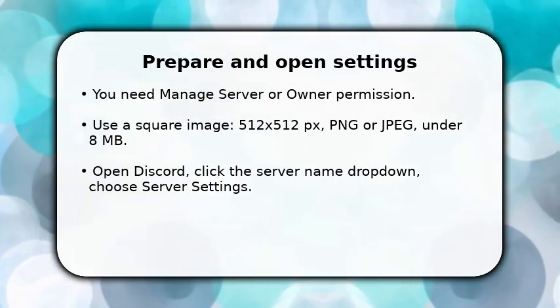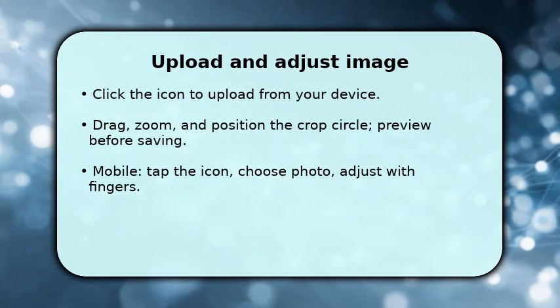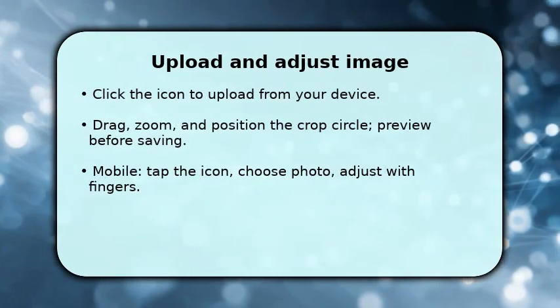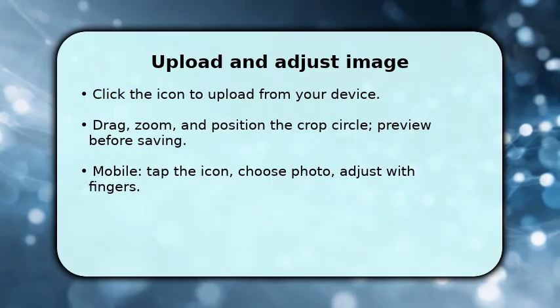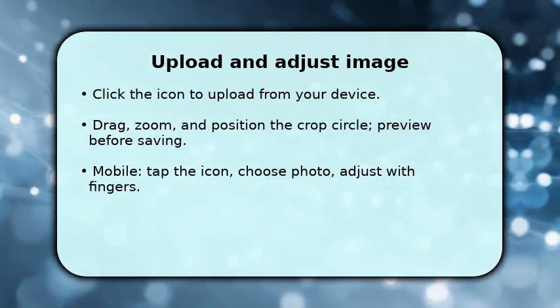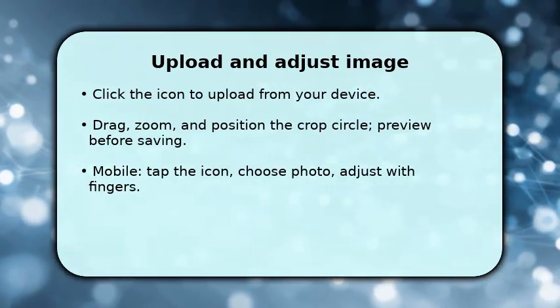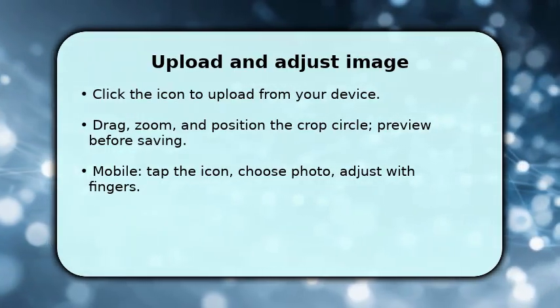You'll now upload and fine-tune the picture. Click the server icon control and select Upload Image. Pick the prepared 512x512 file. Use the crop tool to position the focal point inside the circular frame, zoom in or out so key content stays visible. Once you've positioned it, preview how it looks at different sizes.